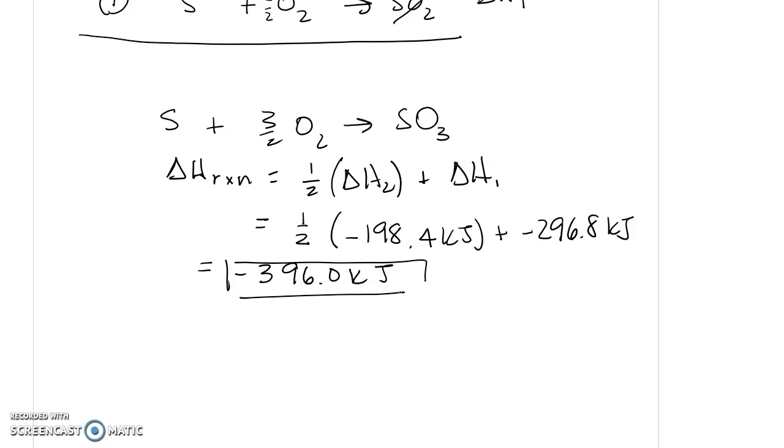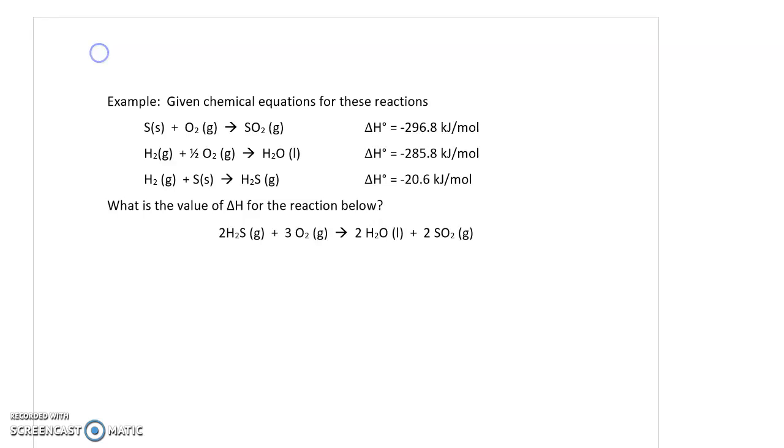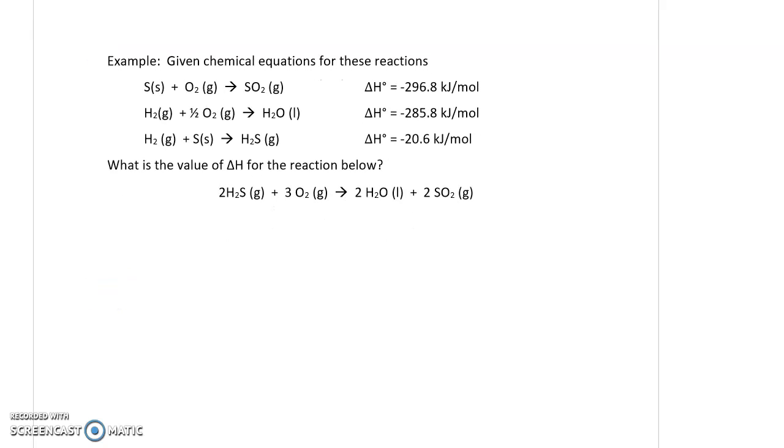We're going to do one more example because it's going to be a little bit more manipulation. So in this module, we'll just do one more. So here we're given 3 chemical reactions. And so I'm going to go ahead and just label these now. So 1, 2, and 3. And then we have to figure out how to manipulate these to get our delta H for this overall reaction.